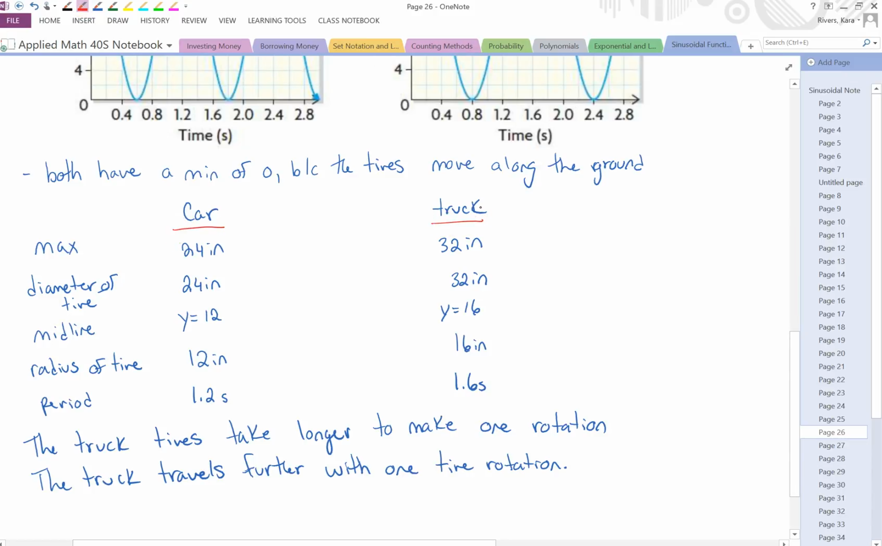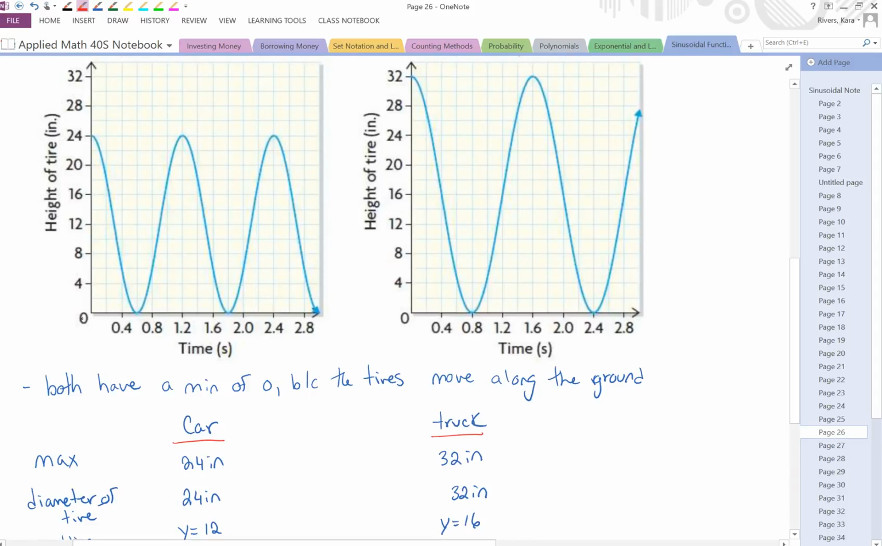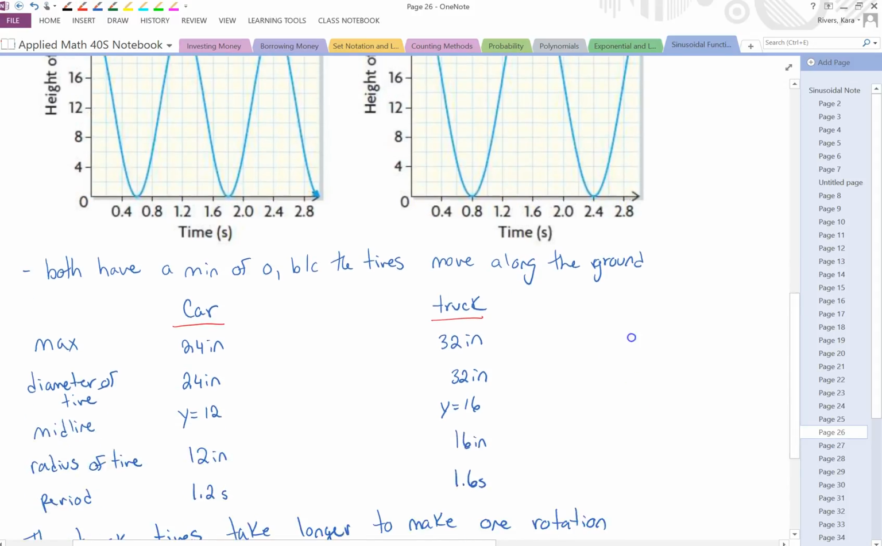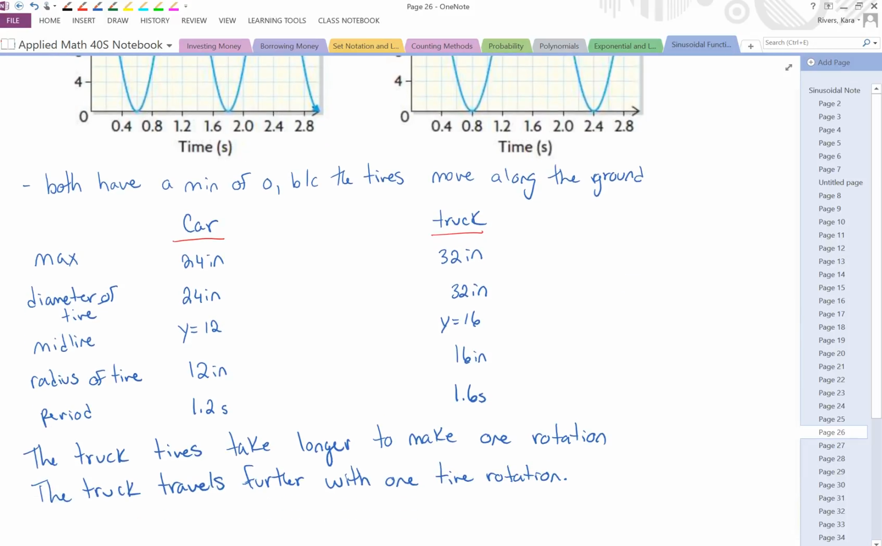We know they both have a minimum of 0 because the tires move along the ground. So if we look at our graphs here, the minimum for both of them is right at 0. Now, the maximum is 24 inches for the car and 32 inches for the truck, and that actually corresponds with the diameter of the tire. The midline is 12 for the car and 16 for the truck, which corresponds to the radius of the tire.